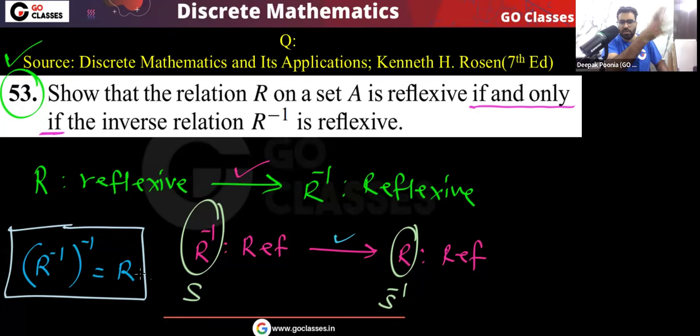We have already seen this proof that the inverse of a reflexive relation is reflexive.